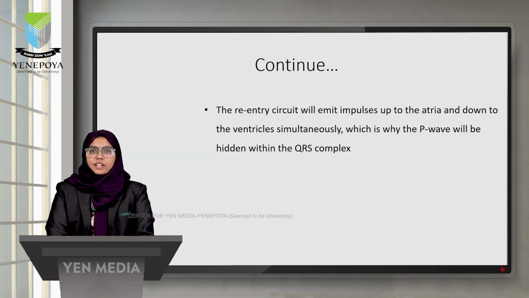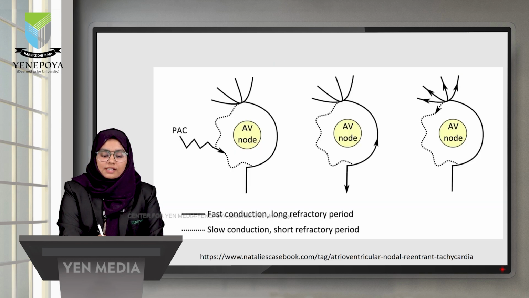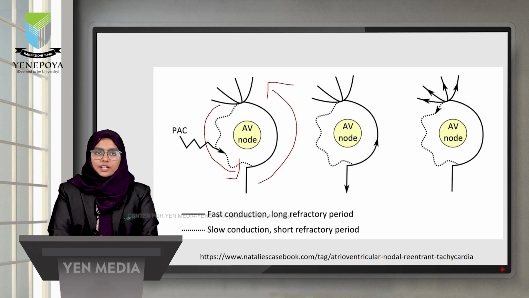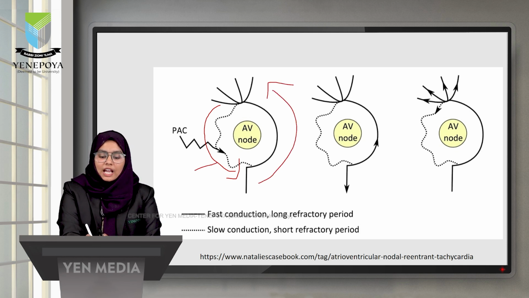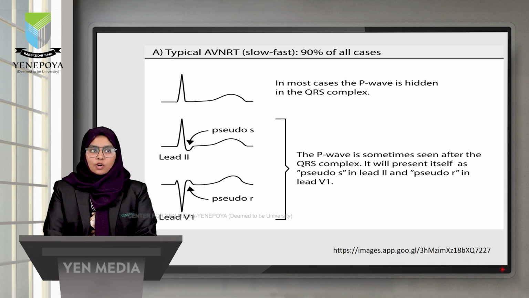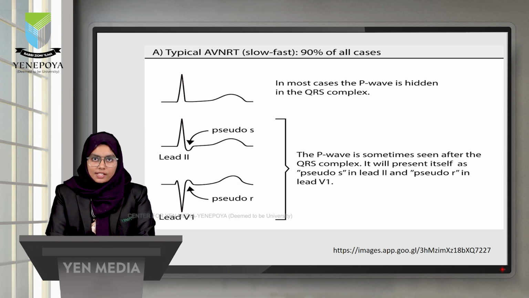The re-entrant circuit will emit impulses up to the atria and down to the ventricle simultaneously, which is why the P wave will be hidden within the QRS complex. So this is antegrade conduction, this is retrograde conduction. So this is the slow pathway and this is the fast pathway. On ECG, because of this, in most cases the P wave is hidden in the QRS complex. That means the P wave is hidden.